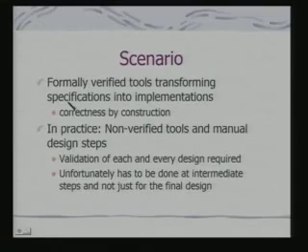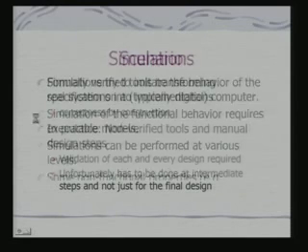But in practice, in the majority of cases, you usually do not use this kind of formally verified tools and you go through manual design steps. You might be using tools at various steps, but the overall design obviously involves manual interventions and manual decisions. So, in that case, validation of each and every design is required, and unfortunately it has to be done at intermediate stages and not just for the final design, because if you are waiting till the final design, then the man months and the money spent for doing that goes waste. So, how is it done?